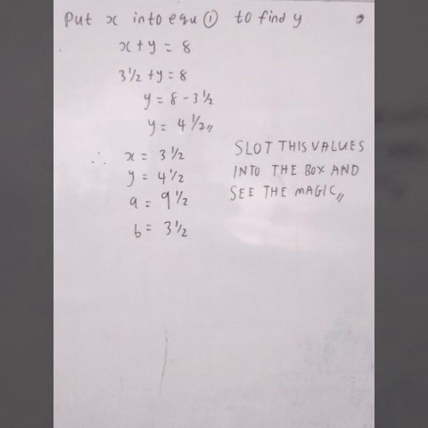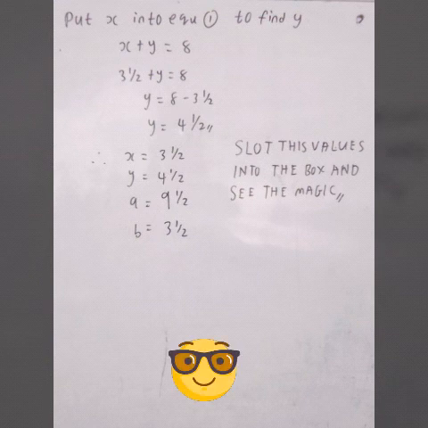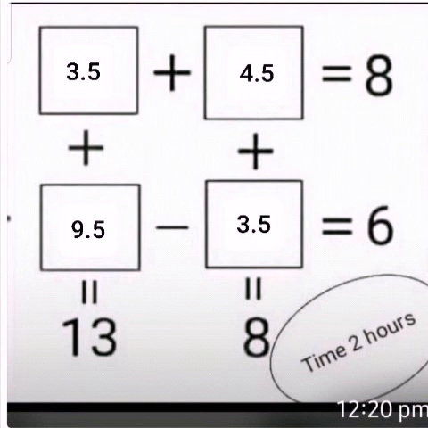Now, the values are x, which is 3.5, y, 4.5, a, 9.5, and b, 3.5. Now it's time for us to slot the values of the variables into the boxes and see the magic, and also let us check whether we are right or wrong. From the diagram given, the values have been slotted in their various positions. Now let's test to see if it's correct. You must always test to know if your answer is correct.